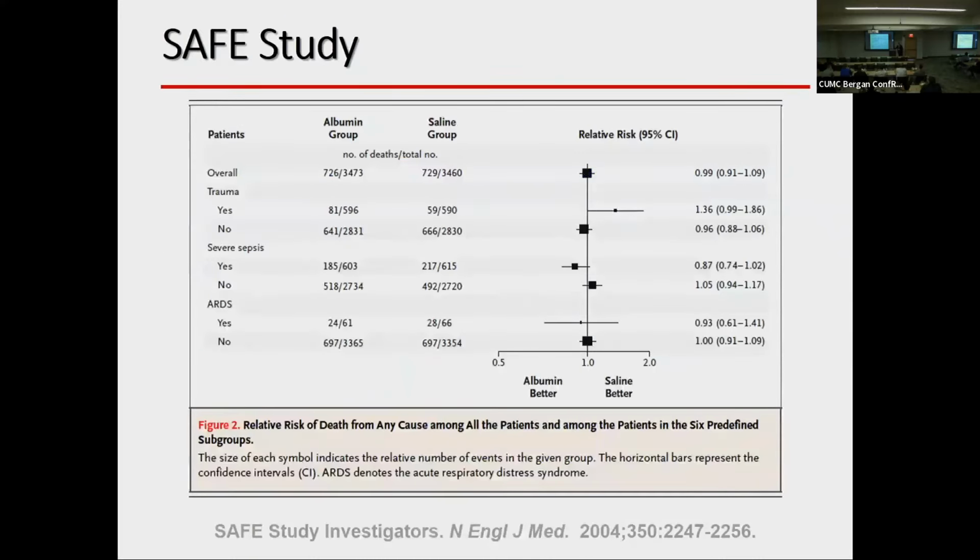And I think I highlighted it here. Nope, I didn't. You can see the third grouping there: severe sepsis, yes, in 1,200 patients. It looks like maybe albumin's a little bit better in these patients.